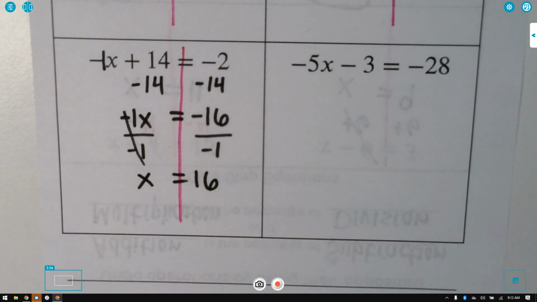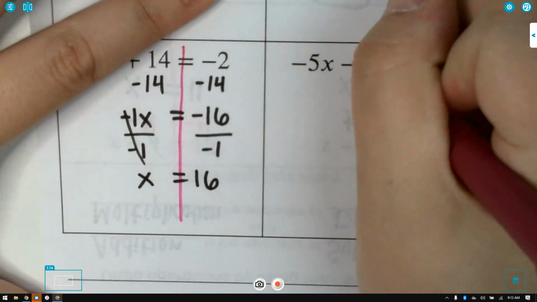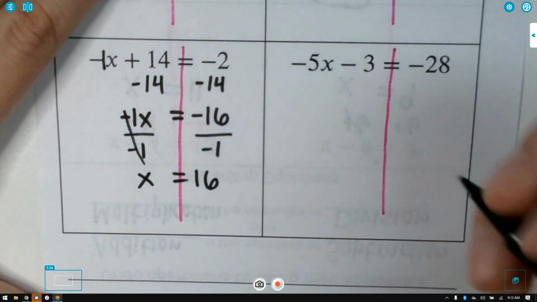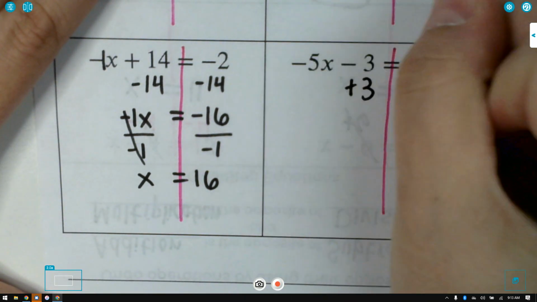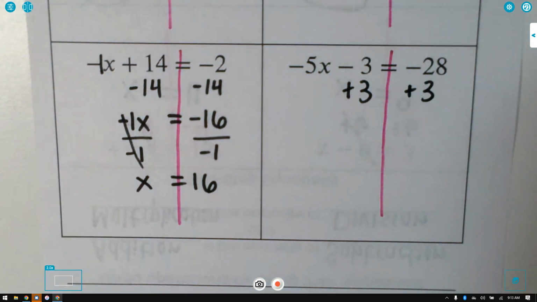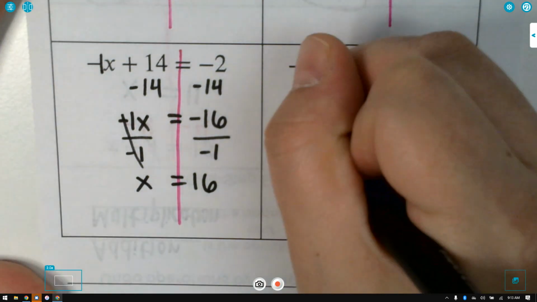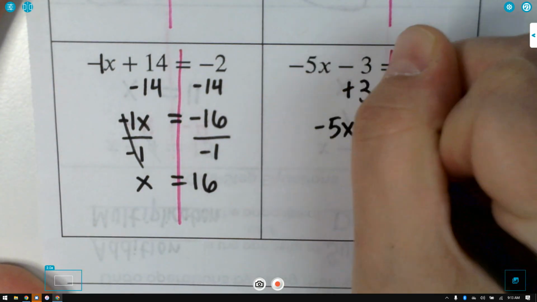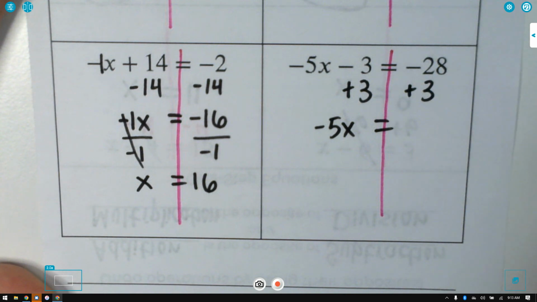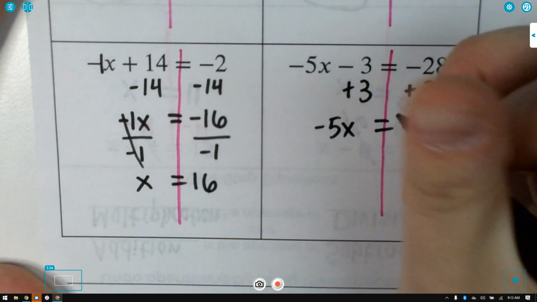Hey, what is the first thing that you guys did? Added 3. Okay. Let's do one thing at a time. So we got to get rid of that minus 3 because that's furthest away from the x. So we get rid of that minus 3 by adding 3. So I still have my negative 5x over here. What is negative 28 plus 3? Negative 25.